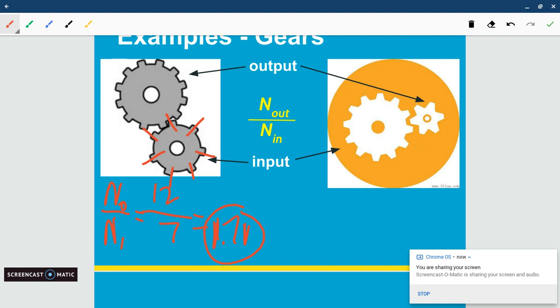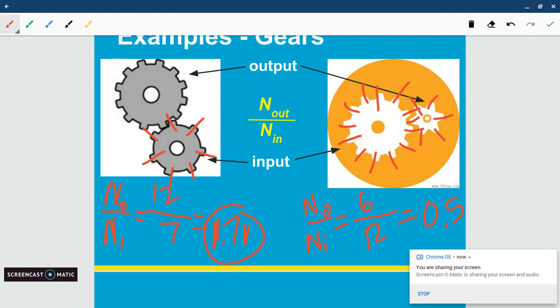On the other side, N out over N in. The output is the smaller one. 1, 2, 3, 4, 5, 6. 6 over input. 1, 2, 3, 4, 5, 6, 7, 8, 9, 10, 11, 12. Which is going to give you a mechanical advantage of 0.5. So this one will make my force smaller.